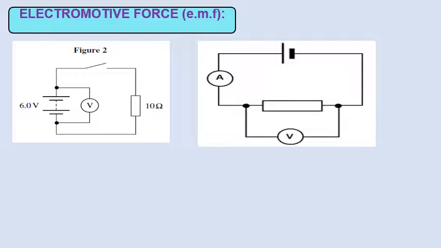Again, I have two cases here. In figure 1, the voltmeter is connected between the two terminals of a conductor, and here the voltmeter is used to measure the potential difference between the two terminals of a conductor, and the electric circuit is closed. In figure 2, the voltmeter is connected between the two terminals of the battery, and the electric circuit is opened. So here the voltmeter is used to measure the electromotive force of the battery.